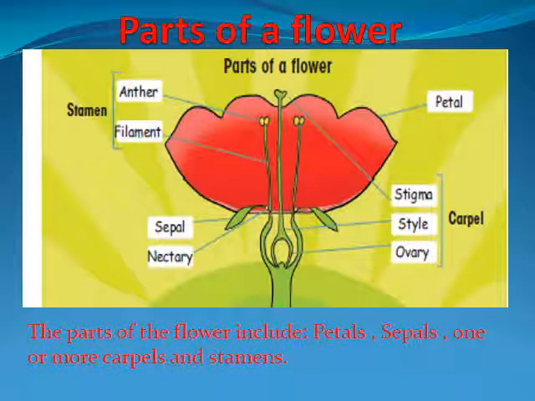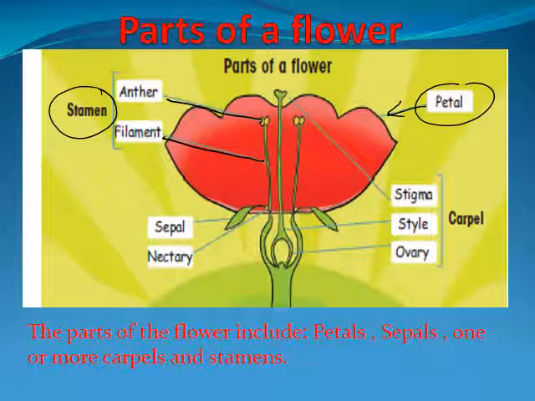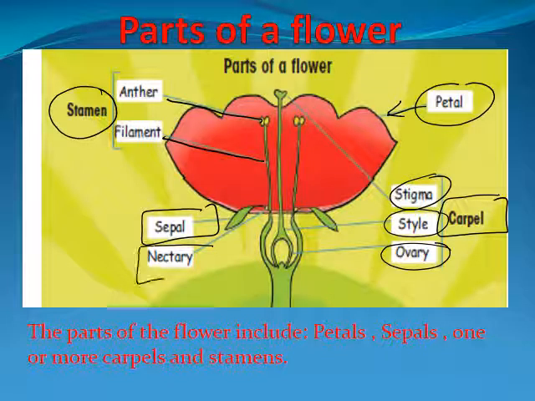Moving to the parts of a flower. The parts of the flower include petals, sepals, one or more carpels, and stamens. First, petals. These are the petals. Anther and filament: both the anther and the filament compose what is called the stamen. Stigma, style, ovary: these three form what's called the carpel. Also, we have the sepals and the nectar.